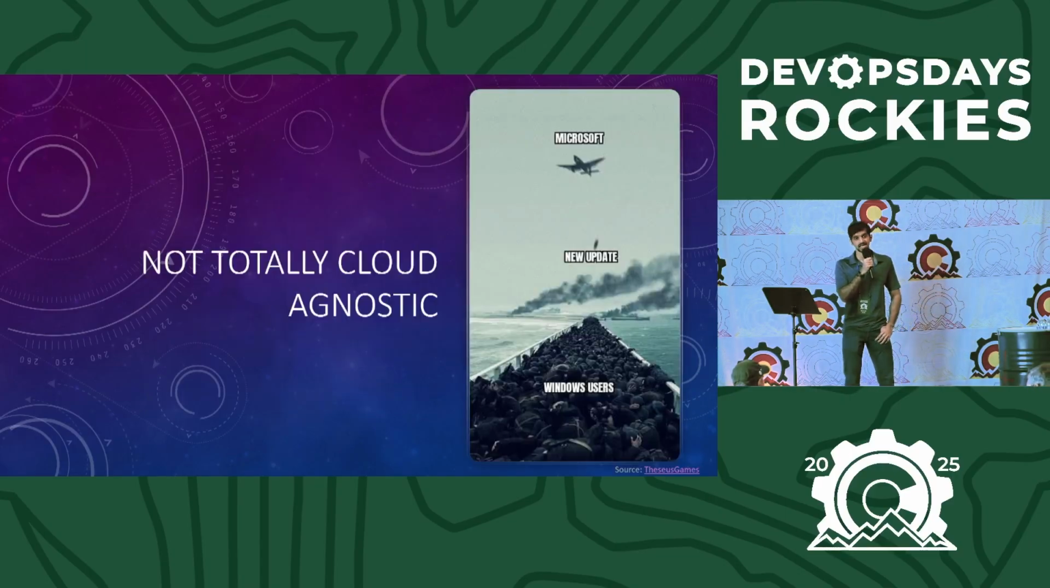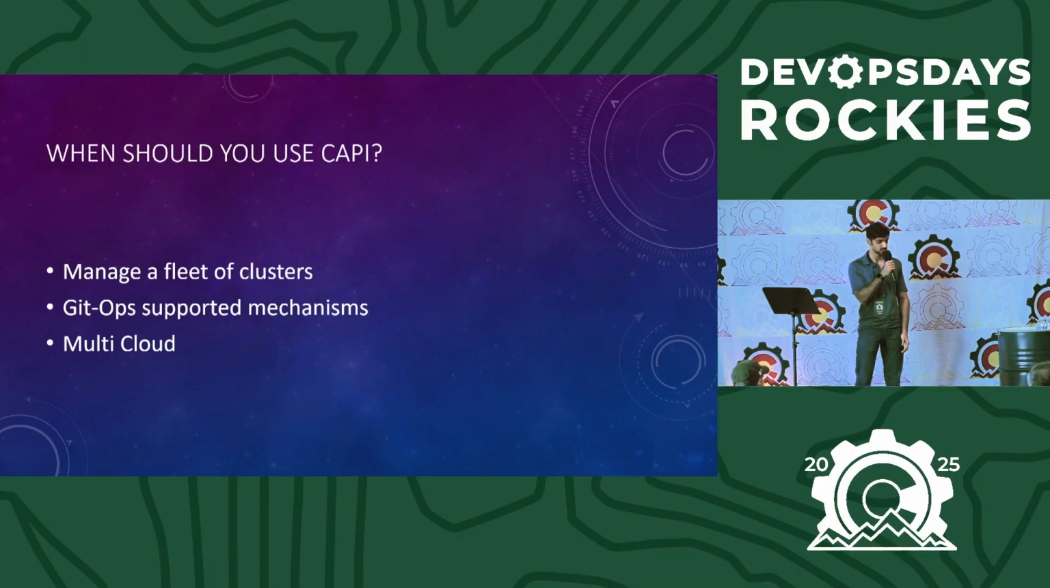At the end of the day, CAPI is just a controller to deploy a cluster, which means that it doesn't eliminate the need for creation of cloud resources. You might have to deploy controllers like ACK to deploy supporting resources.